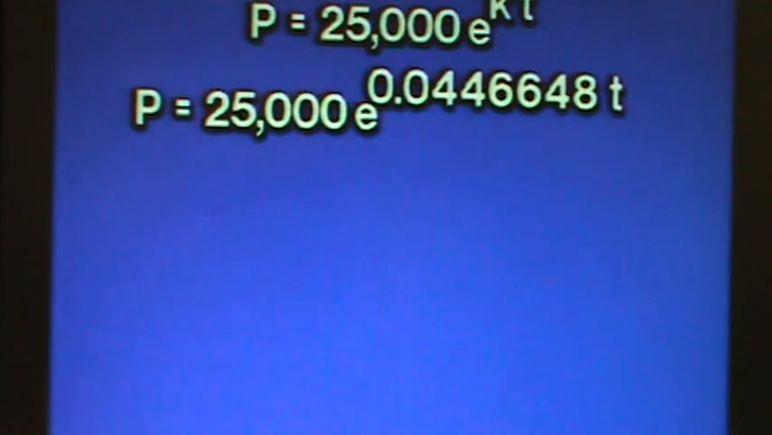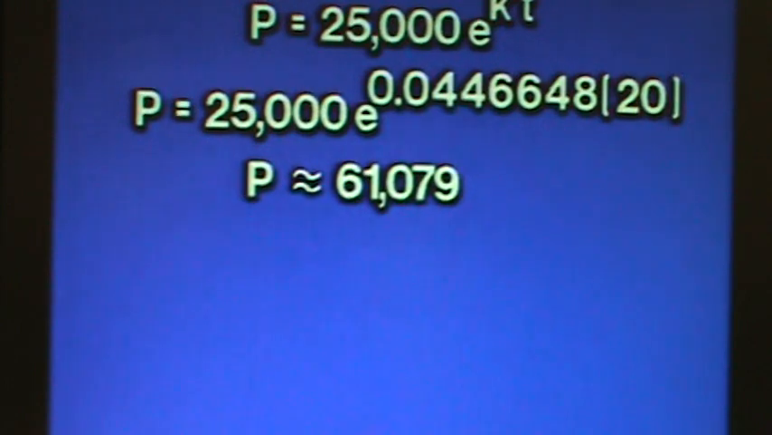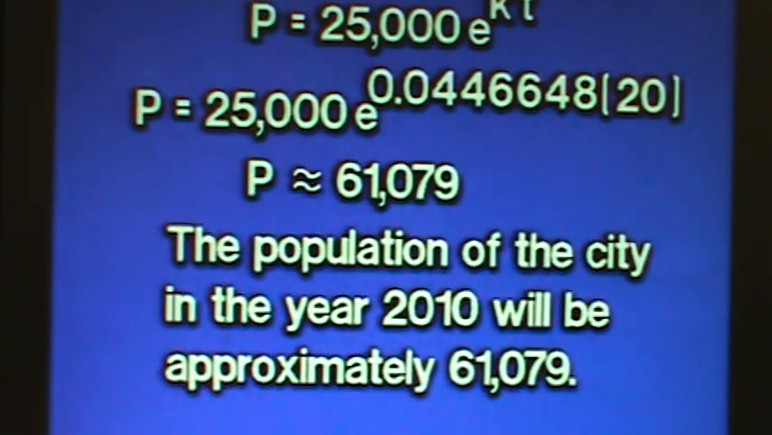So what we'll do is replace t with the amount of time that has elapsed between the year 1990, our basis year, and the year 2010. Well, that's 20 years. So let's replace t with 20. Now it's a calculator problem, and we simply multiply 20 times the long decimal, raise e to that power, multiply by 25,000. We find p to be approximately 61,079. So we can write our answer. The population of the city in the year 2010 will be approximately 61,079.